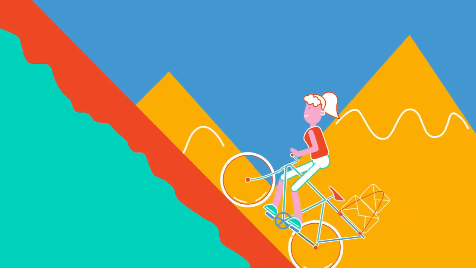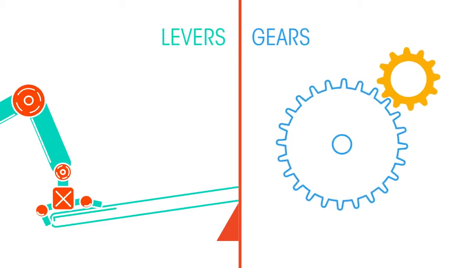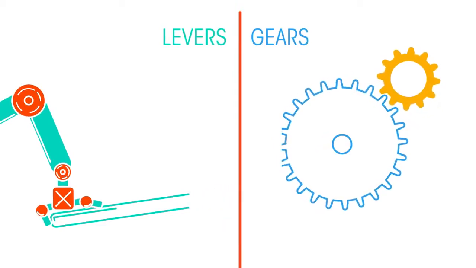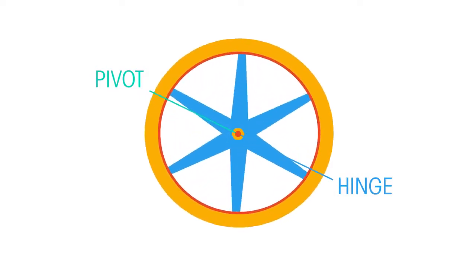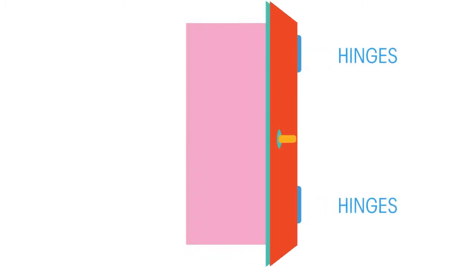Help this cyclist get to the top of the hill. In this video, we're going to learn about levers and gears. A force can turn an object around a hinge or a pivot. For example, opening a door uses a turning force. The door turns around the hinges.